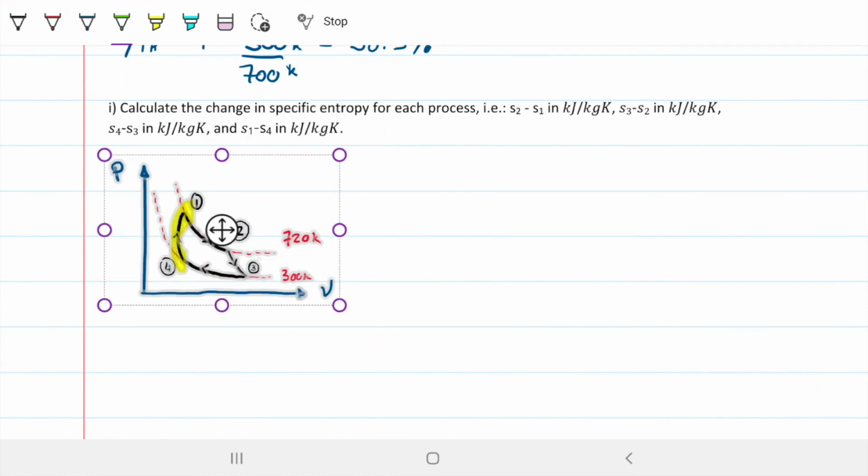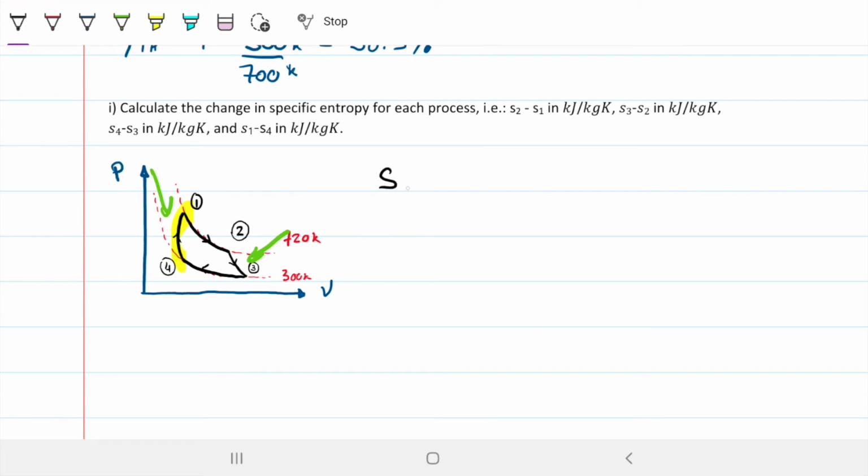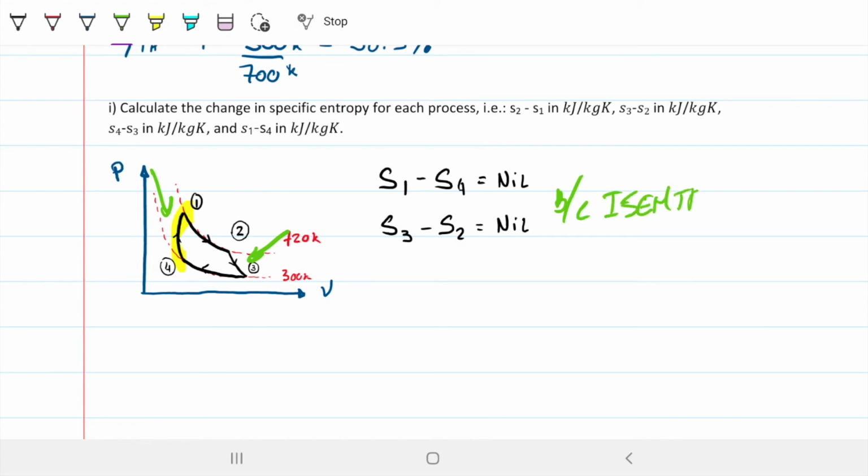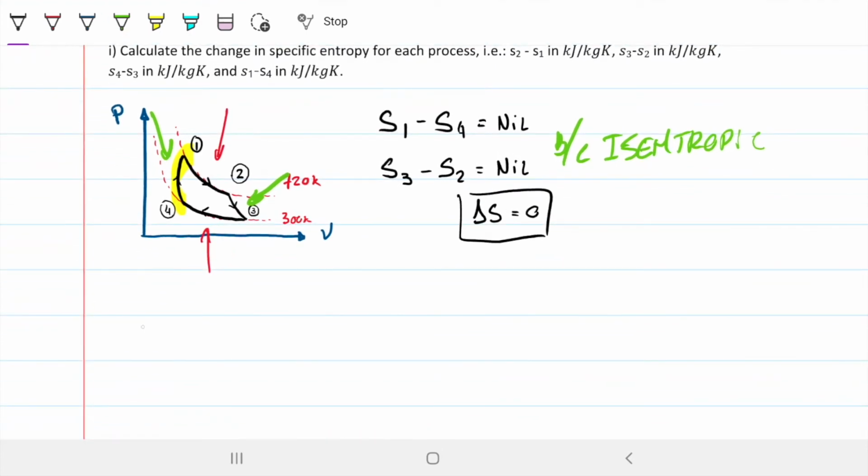Okay, so we know that this guy here is isentropic and this guy here is isentropic. So that means that my S, I can go again straightforward. So S1 minus S4, which is one of the things they're asked, has to be nil, and S3 minus S2 is also nil, because pretty much by definition, right? An isentropic process is precisely one where delta S is 0. So that is very easy for us to do. However, these two fellows here, so from 1 to 2 and from 3 to 4, we're going to have to calculate because there is a change in entropy there.